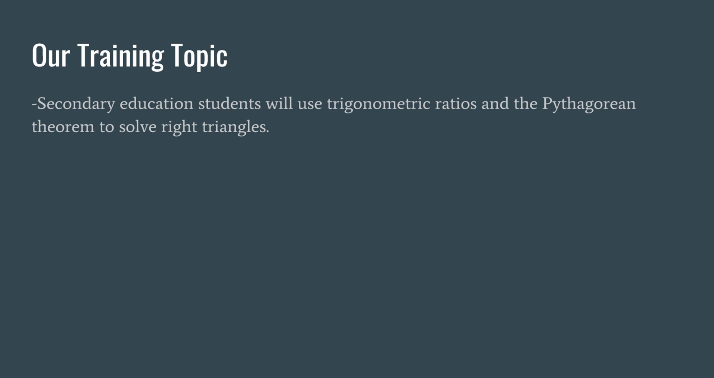Our training topic: we chose to have secondary education students use trigonometric ratios and the Pythagorean theorem to solve right triangles. My name is Ricardo Ramos. I'm currently a high school geometry teacher, and Zane Zwieg is a substitute teacher, but he specializes in chemistry. So with both of us having kind of a math background, we thought this was a good training topic to delve into.